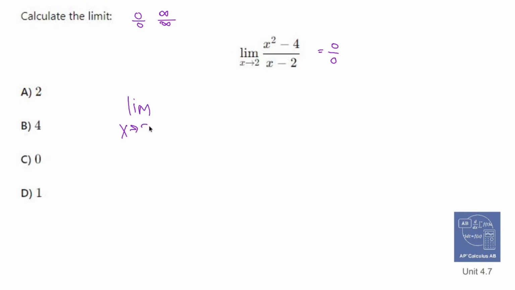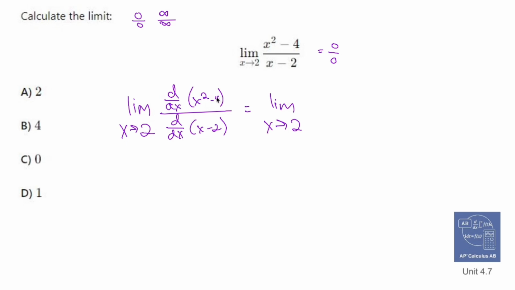So the limit as x approaches 2, let's take the derivative of the top, d/dx of x squared minus 4, and the derivative of the bottom, d/dx of x minus 2, and then repeat the process. The derivative of x squared minus 4 is 2x, and the derivative of x minus 2 is just 1. So now I can plug in 2, and I get 2 times 2 over 1, which is 4 over 1, which is 4.